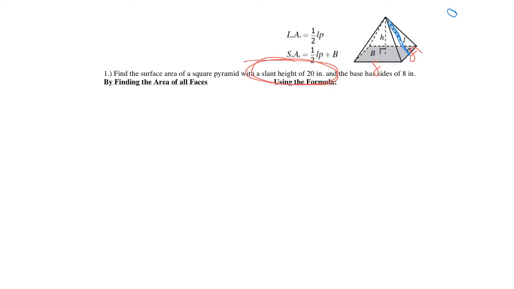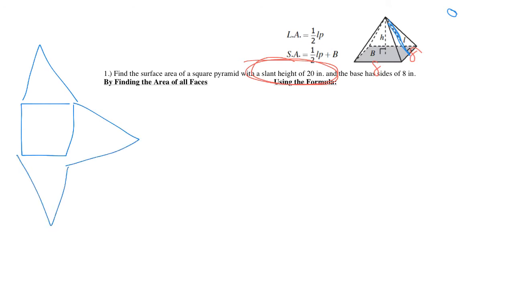All right, let's first do it by finding each piece. I'm going to draw a quick net again so we can see our pieces and label them. If you have room, that would be great if you could draw it too. For the square, again, this was 8 by 8. And for the triangles, we know that the height of the triangle is really the slant height, and so that is going to be 20.